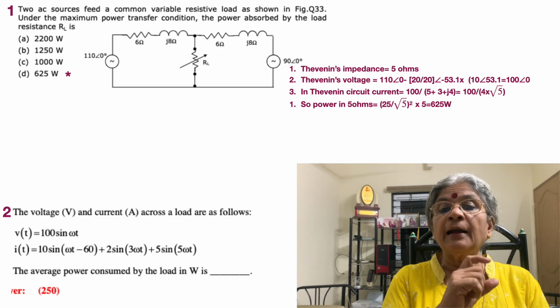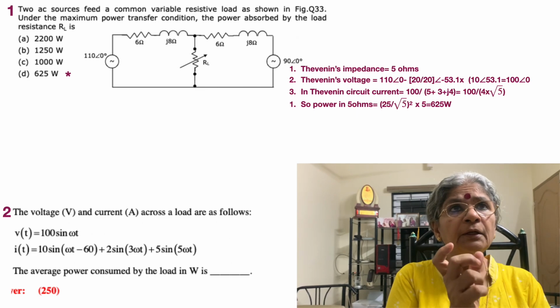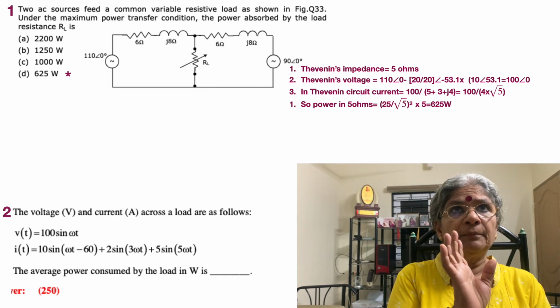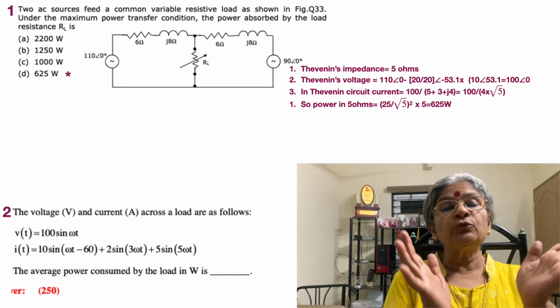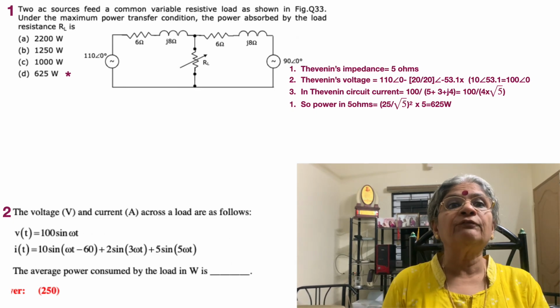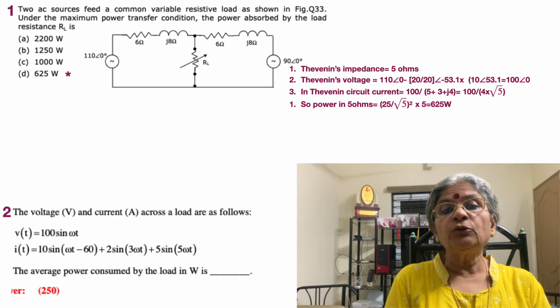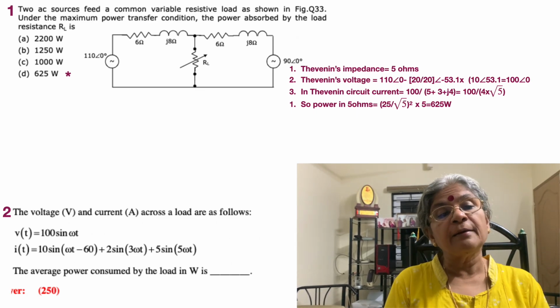It has 100 angle 0 as the voltage source, and then it has the equivalent impedance, which is 3 plus j4, because 6 plus j8 and 6 plus j8 are in parallel, so 3 plus j4, and then you have that 5 ohm resistor. So in total the resistance is going to be 5 plus 3, and the reactance is equal to j4.